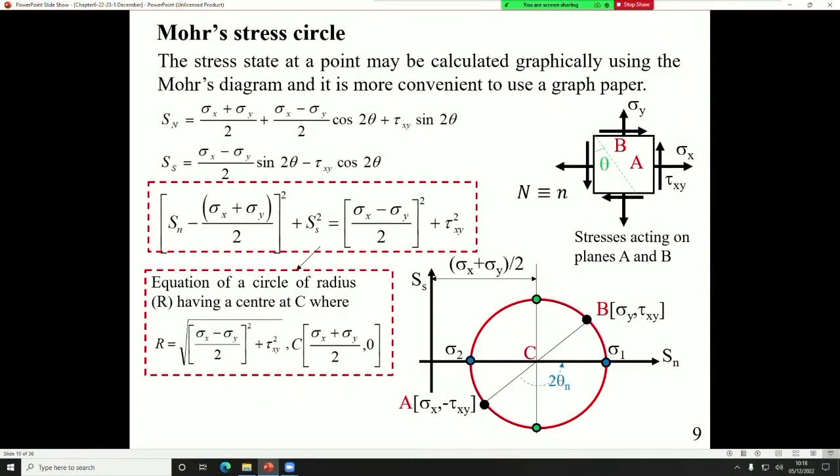If you remember, tangent of 2 theta n was equal to 2 tau xy divided by sigma x minus sigma y. As I said, on the Mohr diagram, the angle between two planes is twice the value in the physical element. So here, this is the x-axis; in order to reach the principal stress, I need to rotate it by 2 theta n. Therefore, if I want to reach the principal plane, I have to rotate it anticlockwise by 2 theta n. So here I have to rotate it by theta n.